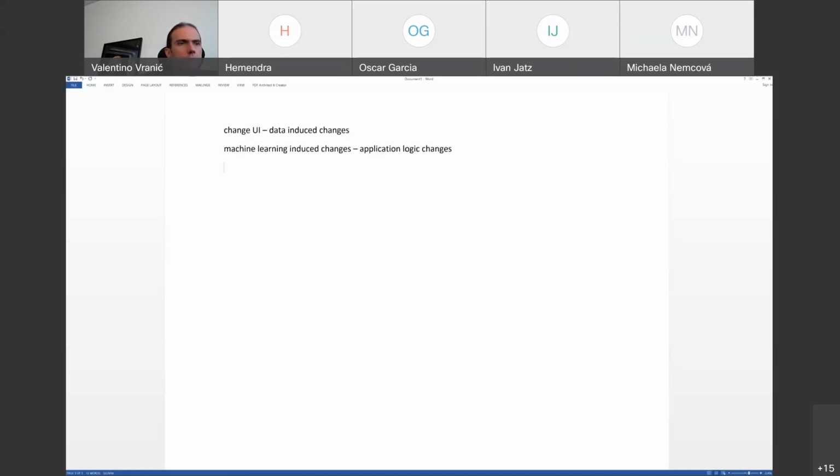Yes, Hemendra? Yeah, so I think maintaining the system means fixing some known issues, also seeing what dependencies have to be updated, and how the dependencies of the system work together. Kind of updating dependencies.